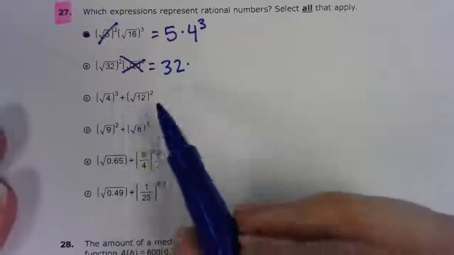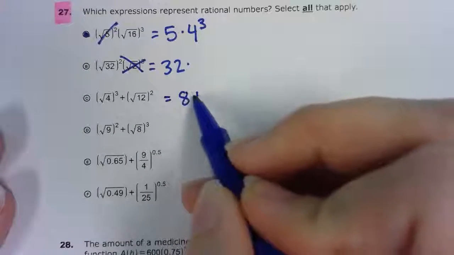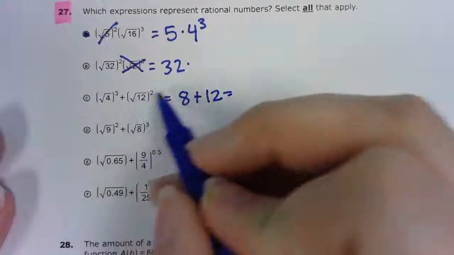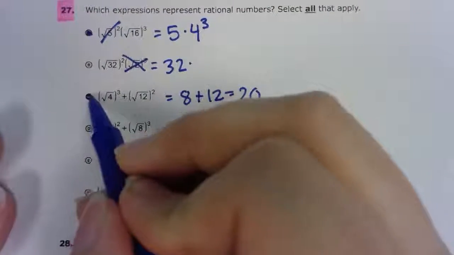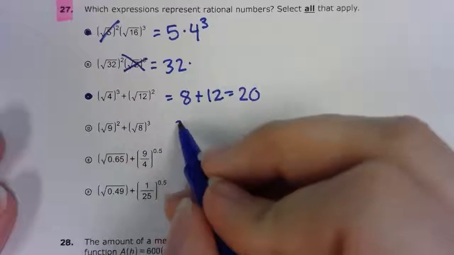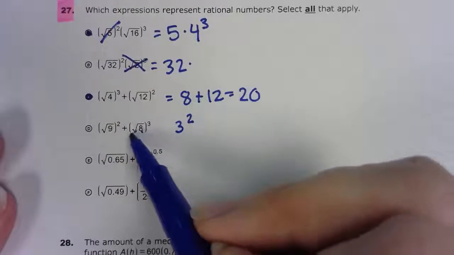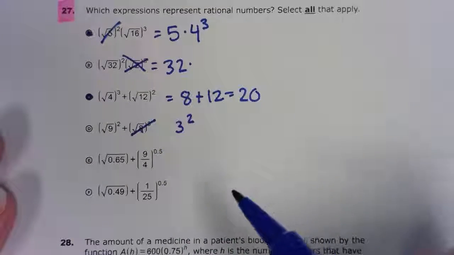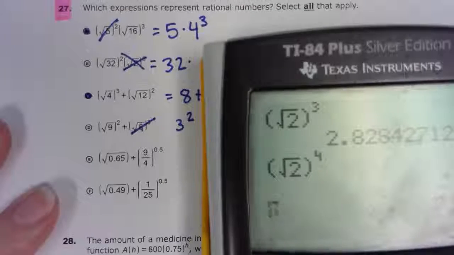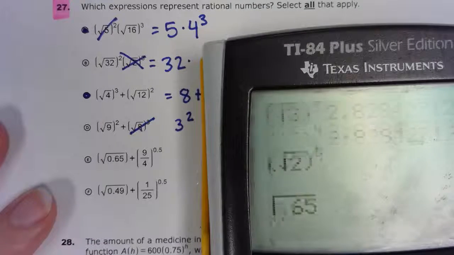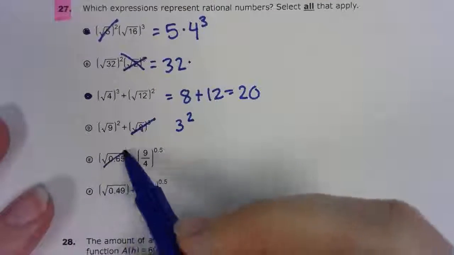Square root of 4 to the third, that's a 2, so that's 2 to the third is 8 plus 12, because square root of 12 squared is 20. So that is rational. Square root of 9 is 3 squared. Square root of 8 is irrational, and it's to the third, which means it stays irrational. So that one's not an answer choice. The square root of 0.65 is irrational. Therefore, this entire thing is irrational.